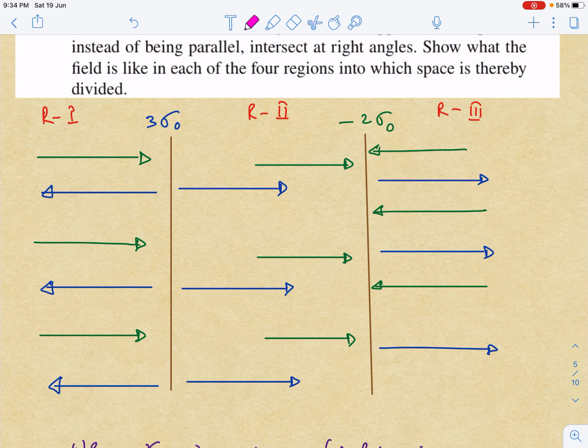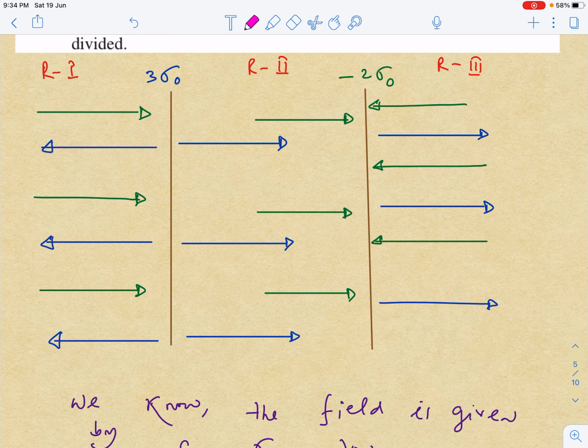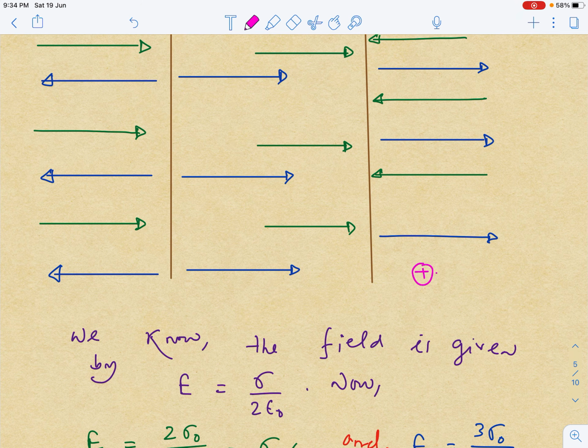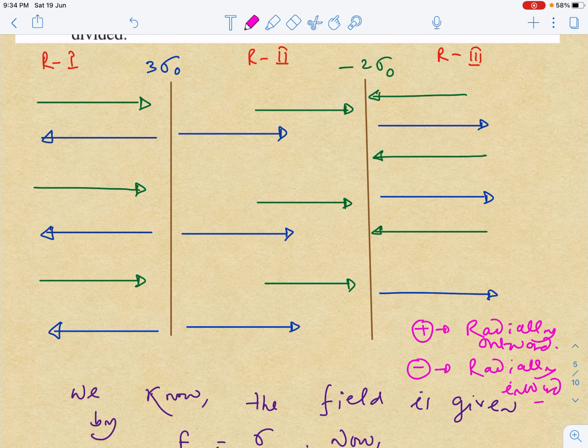We know that for positive charges, the field is radially outward, and for negative charges, the field is radially inward. It's a simple thing. So if it is radially outward, in all regions it will be radially outward. You check 3 sigma naught: in region 1, radially outward. In all regions due to 3 sigma naught, the field is radially outward.